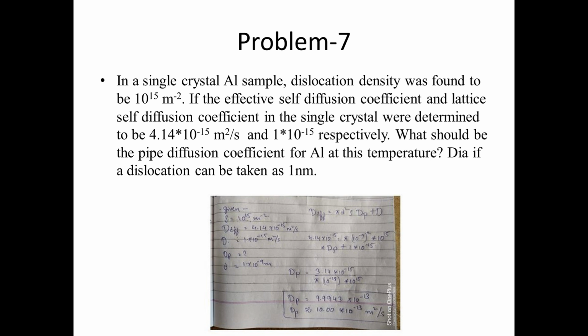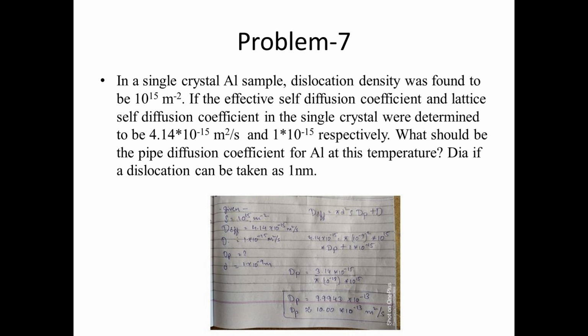So the last problem that we will be solving on the shortcuts of diffusivity. In a single crystal aluminum sample, the dislocation density was found to be 10 to the power of 15 per meter square. If the effective self diffusion coefficient and the lattice self diffusion coefficient in the single crystal were determined to be 4.14 into 10 to the power minus 15 and 1 into 10 to the power minus 15 respectively, what should be the pipe diffusion coefficient for aluminium at this temperature?